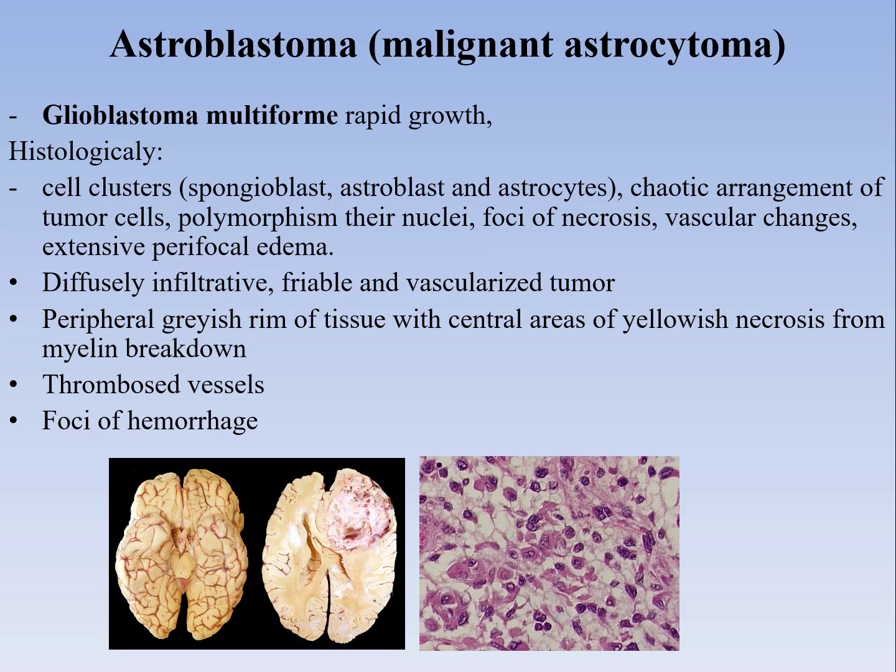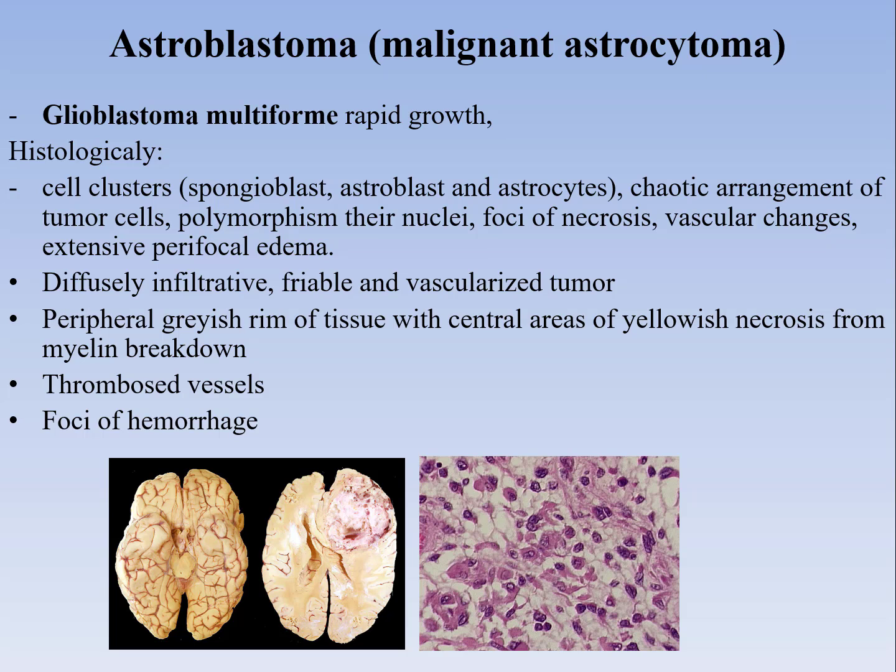Glioblastoma multiforme is a more aggressive tumor. It has a very rapid type of growth. Histologically, cell clusters consist of spongioblasts, astroblasts, and astrocytes with chaotic arrangement of the tumor cells, polymorphism of their nuclei, anisonucleosis, foci of necrosis, vascular changes, and extensive perifocal edema.